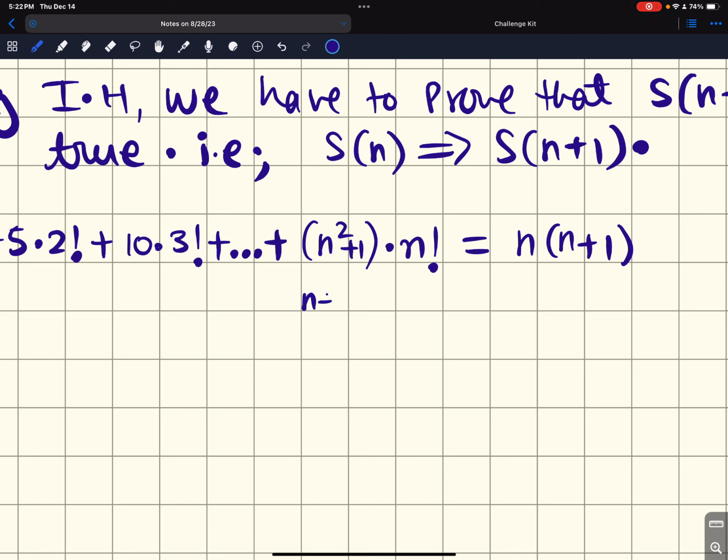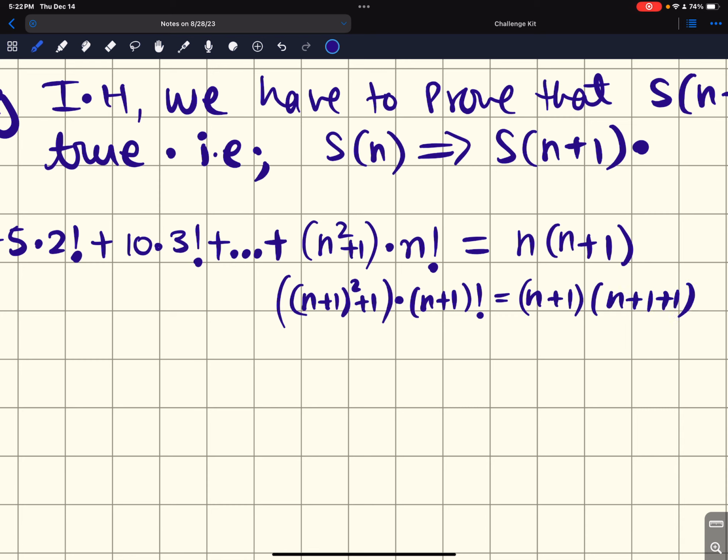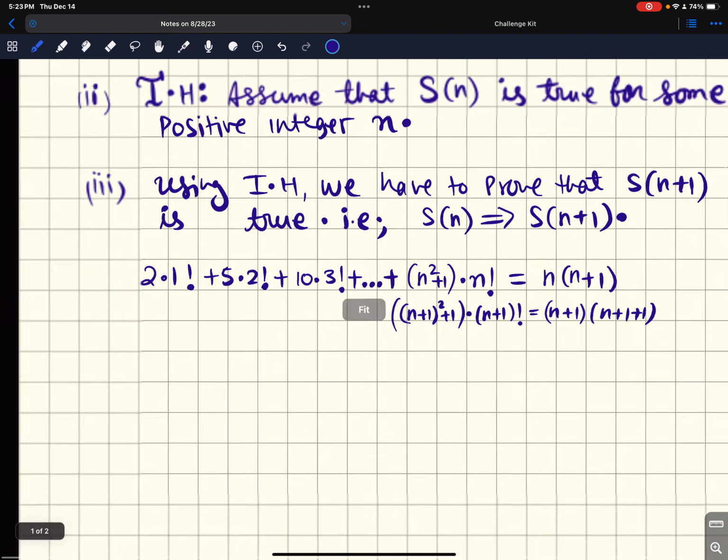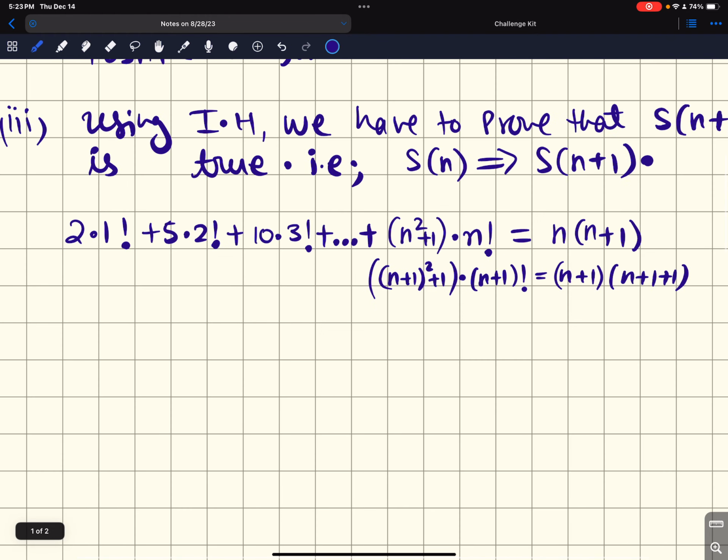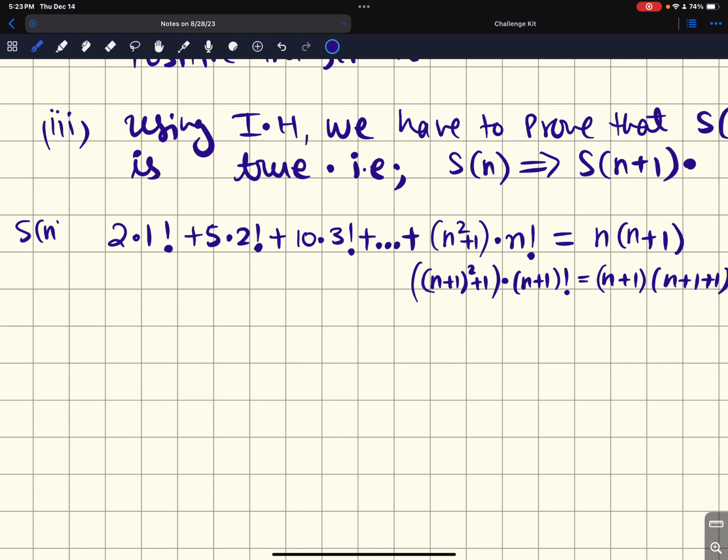So it's going to be n+1 squared plus 1 times n+1 times n+1 factorial equals n+1 times n+1 plus 1. So I just replaced n+1 here, here, here, and here. Again, that's how I got these values. Cool. Okay, so once we have that, this is S of n plus 1, and I'm going to write that down.